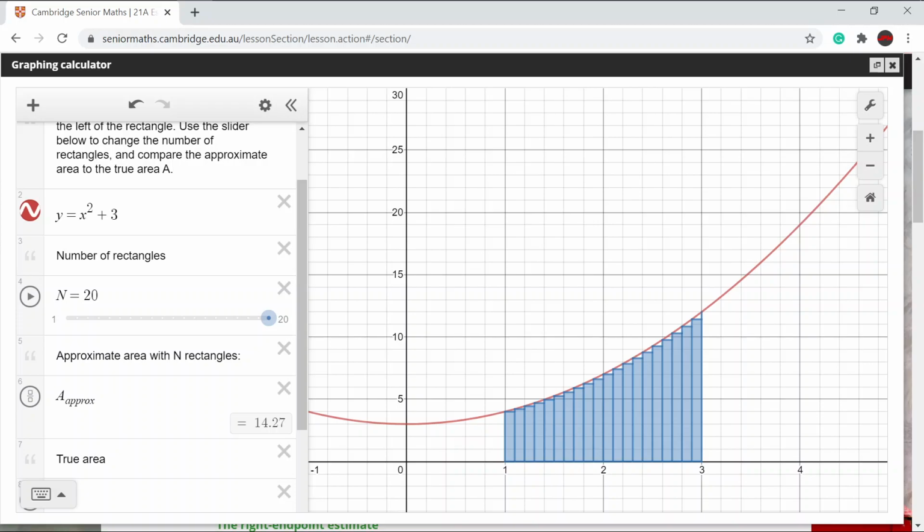Next lesson, we're going to look at when the graphs actually go below the x-axis. What do we do when we have positives and negatives? Do they cancel each other out? We'll see you then.